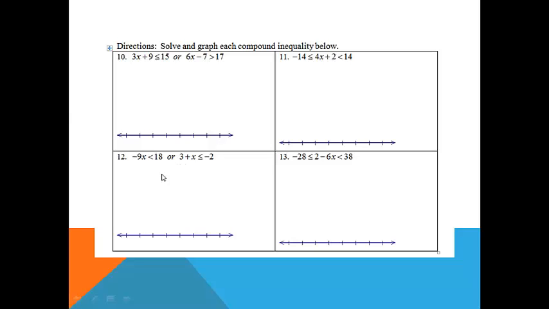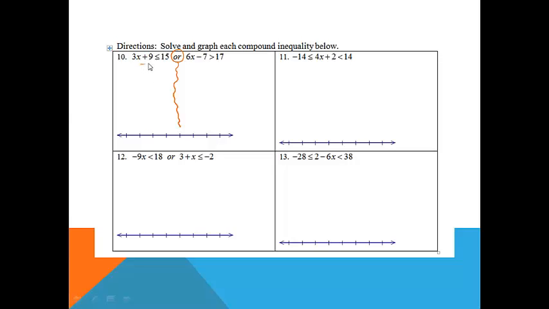Directions: solve and graph each compound inequality below. Right, this first one we have 3x plus 9 is less than or equal to 15, or 6x minus 7 is greater than 17. Since I see the word or, I know that I'm going to have a disconnected graph, and I like to draw a squiggly there. These are two totally separate problems that I'm going to work.